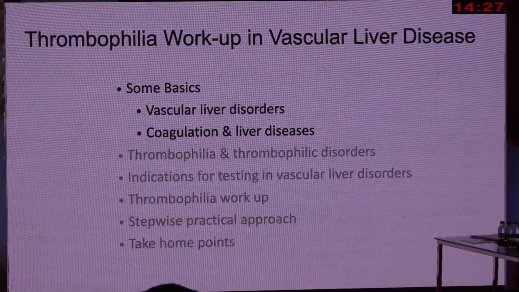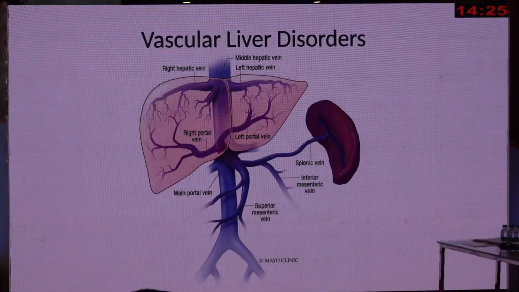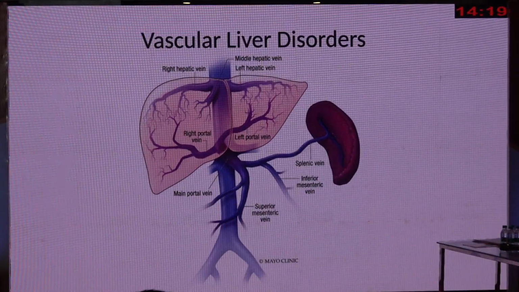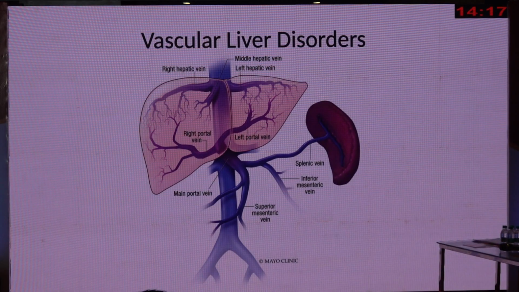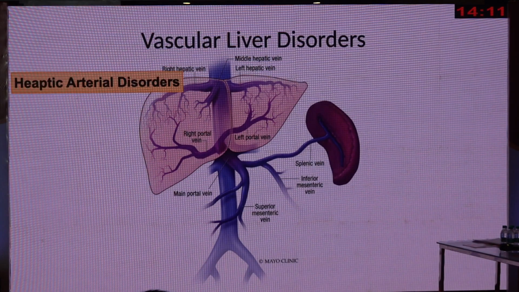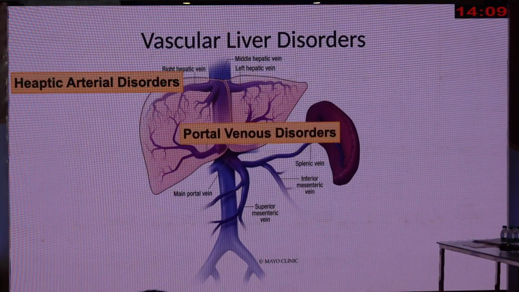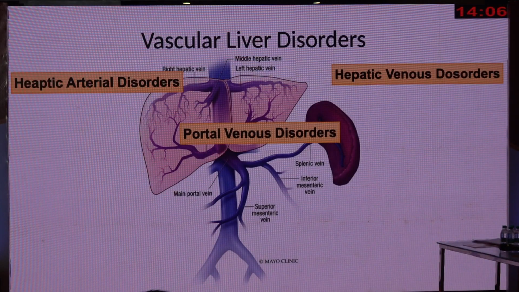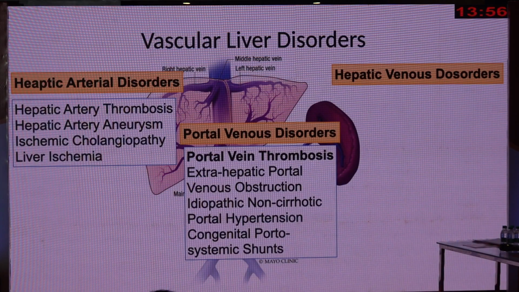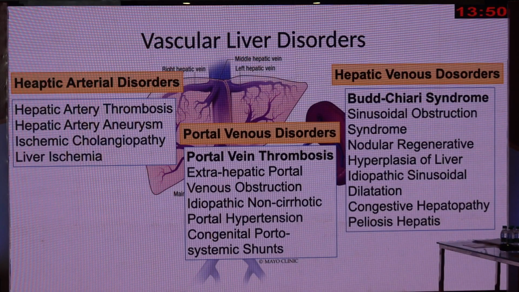Starting with the basics, the liver is highly supplied by the portal venous system. Around 2/3 of blood flows through the portal venous system, 1/3 through the hepatic arteries, and the major draining veins are the hepatic veins and the IVC. Accordingly, vascular liver disorders are divided into hepatic arterial disorders, portal venous disorders, and hepatic venous disorders. We are not much concerned about arterial disorders because thrombophilia doesn't occur in them. So we will mainly discuss portal venous system disorders, mainly portal vein thrombosis or EHPVO, and hepatic venous disorders, mainly the Budd-Chiari syndrome.